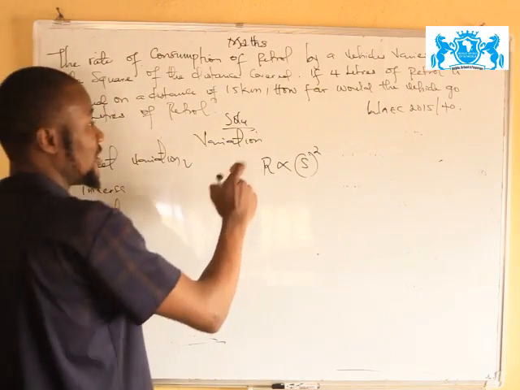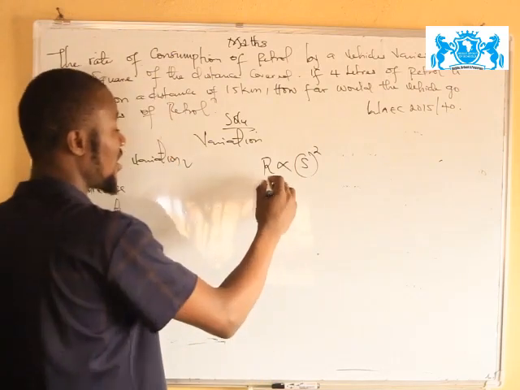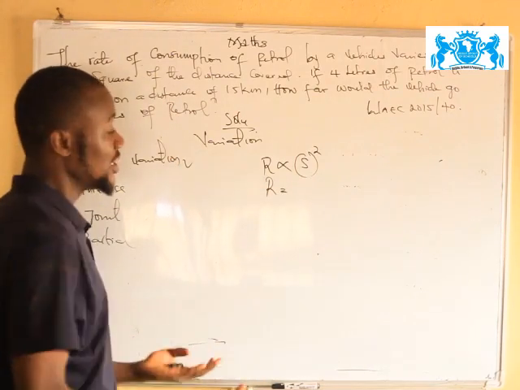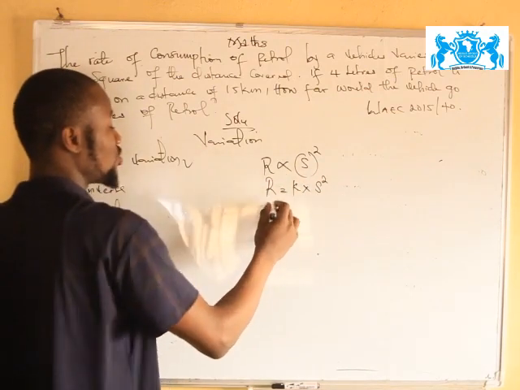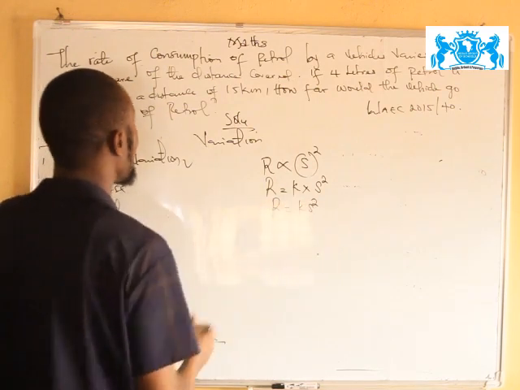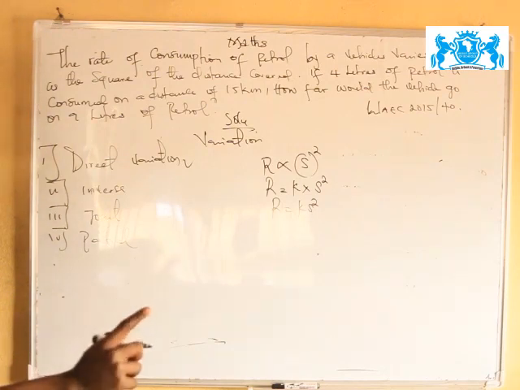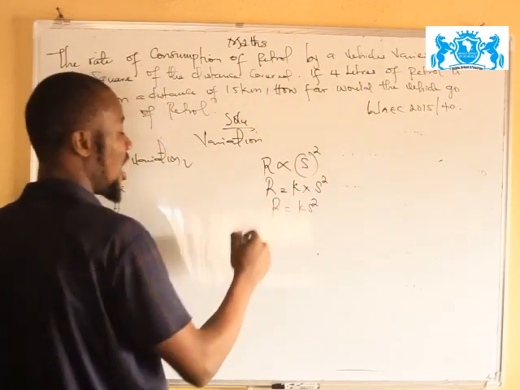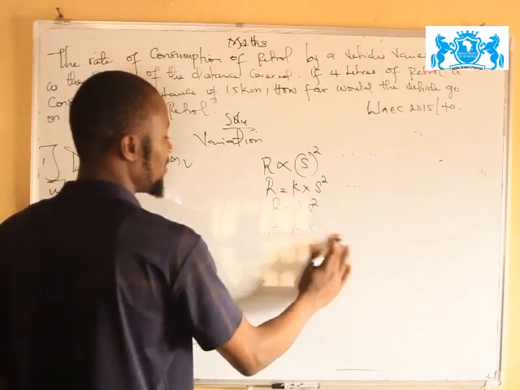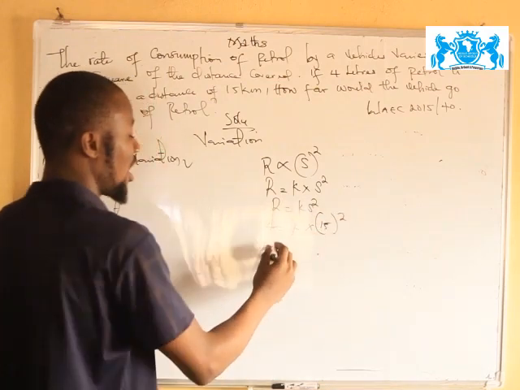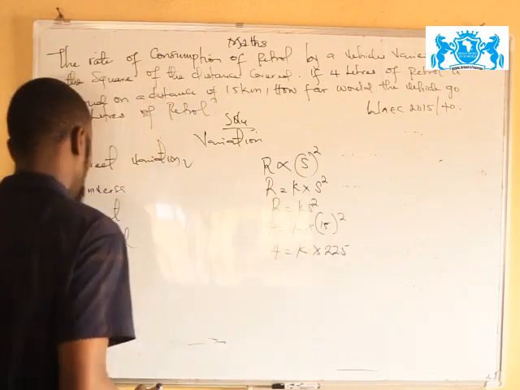Now, before we can start solving, we have to analyze this variation symbol. So you have r equals, introducing a constant where you are removing the variation sign, k times s raised to the power 2, so r equals ks squared. Now, if 4 liters of petrol is consumed on a distance of 15 kilometers, the rate r is 4, equals k times s, which is 15 raised to the power 2. 15 raised to the power 2 is 225.